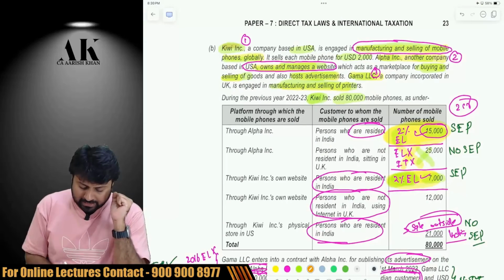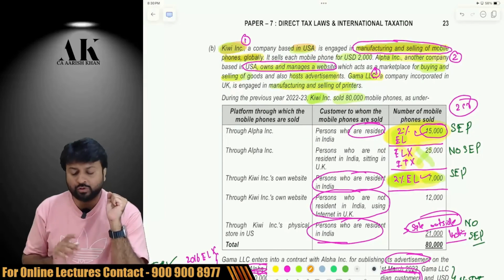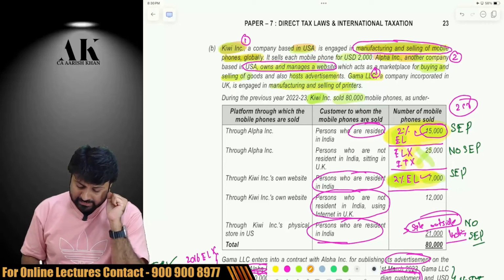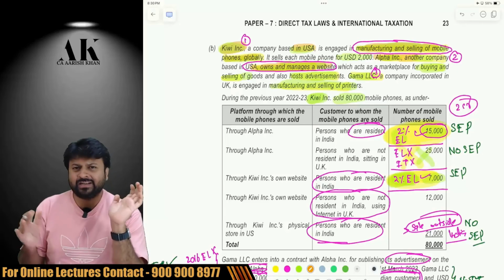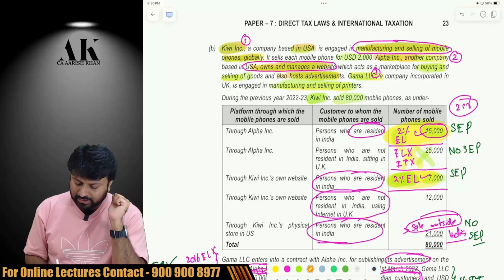Now, there is one company, Kiwi Inc., which is a company based in USA. They are engaged in manufacturing and selling of mobile phones globally. There is another company, Alpha Inc., which is engaged in managing a website. It is working like Amazon. Okay, they are also engaged in hosting advertisement. There is another company, Gamma LLC, which is incorporated in UK, and they are engaged in manufacturing and selling printers.